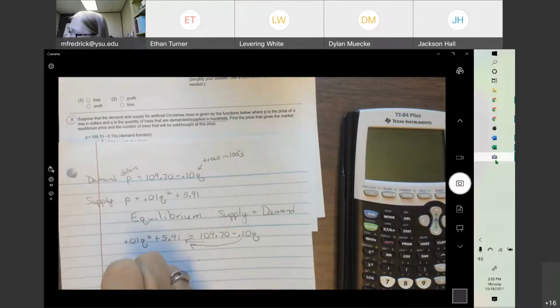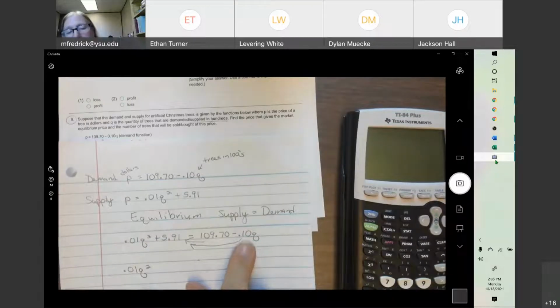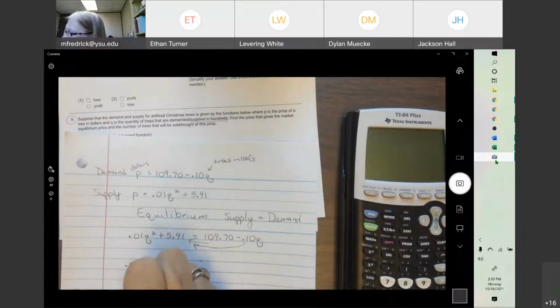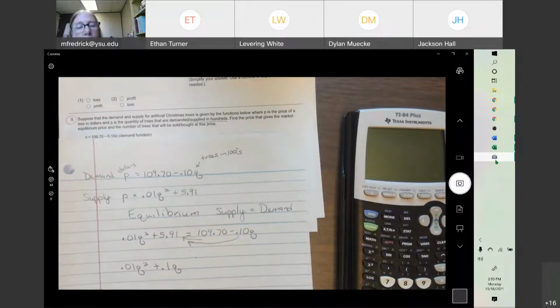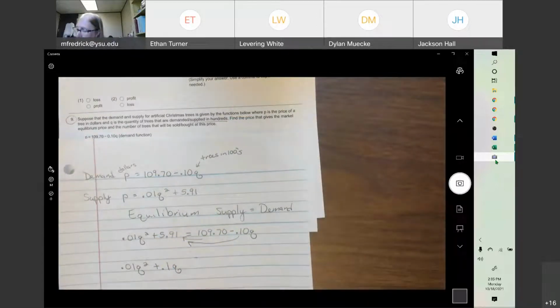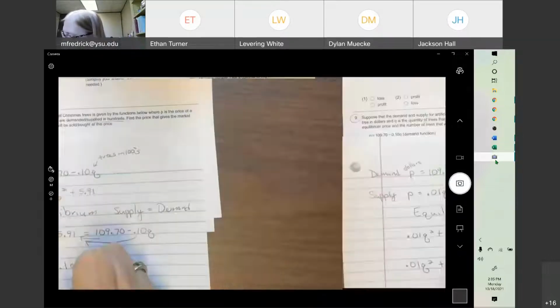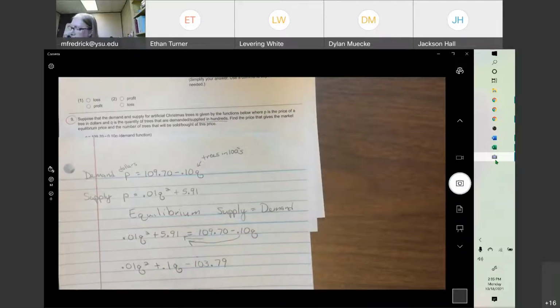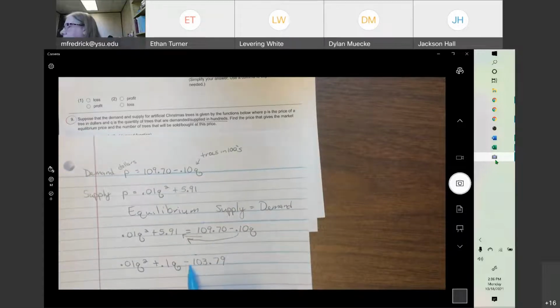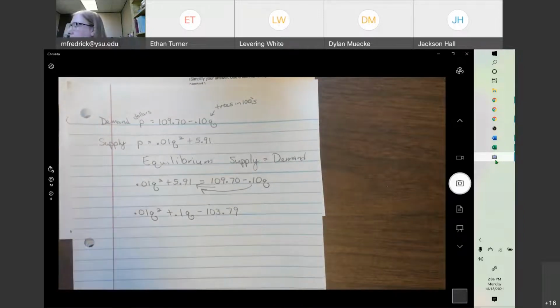We have our 0.01 q squared. When we bring this over, it becomes a positive 0.1 q. Then when we bring this over, we're subtracting it from the 5.91. Okay, so when we subtract these, we should get a negative 103.79. Any questions on that?